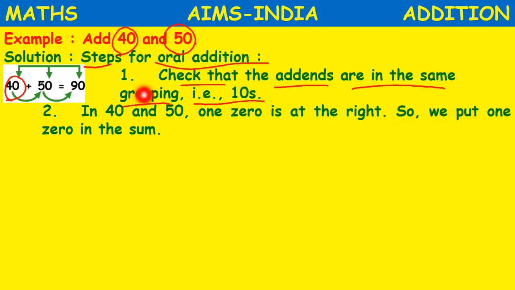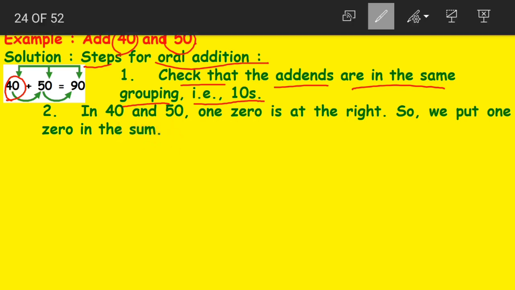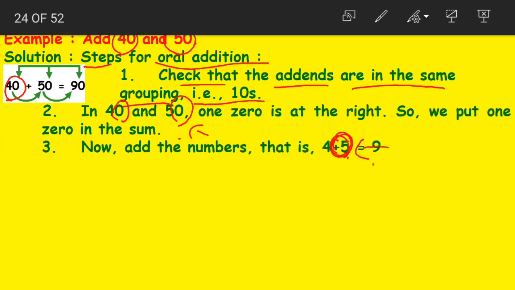If you look at 40 and 50, children, what is the similarity between both? Similarity means what is the same thing between both the numbers? 0. We are having 0 in both the numbers. In which place? In the first place from the right. So in our answer as well, we'll have 0 in the first place from the right. Yes, we did that. That would be the second step.